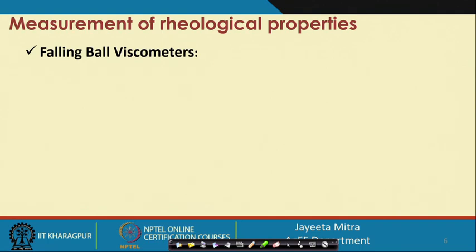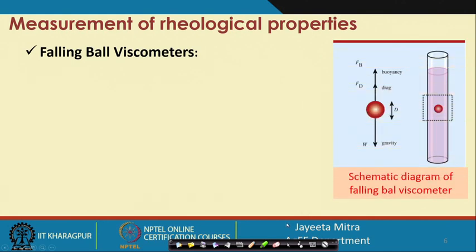So, next is the falling ball viscometer. The falling ball viscometer is also very common, and we can see the diagram of how we measure it. We take a cylinder and fill it with the fluid for which we want to measure the viscosity, and here the criterion is that we should take a particle at least 10 times smaller than the diameter of the tube, to get the wall effect neglected.